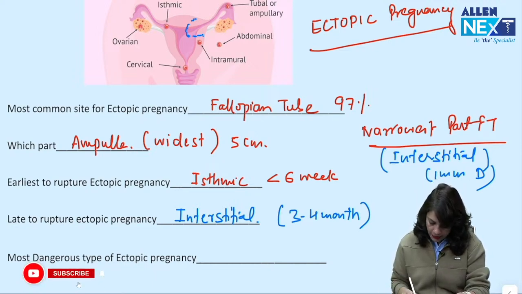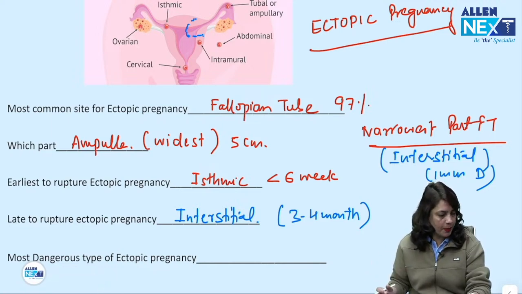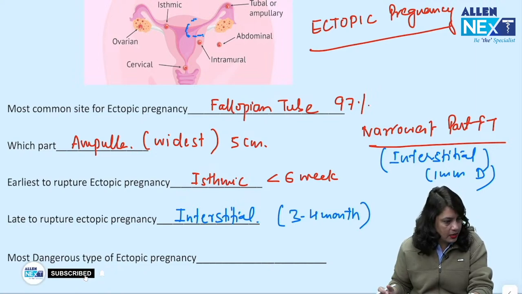Now, which type of ectopic pregnancy is considered as the most dangerous type of ectopic pregnancy? Yes, I can read your answers. Dr. Rathore, Dr. Subhashri, Afreen, then Dr. Ravi, Dr. Neha and others.